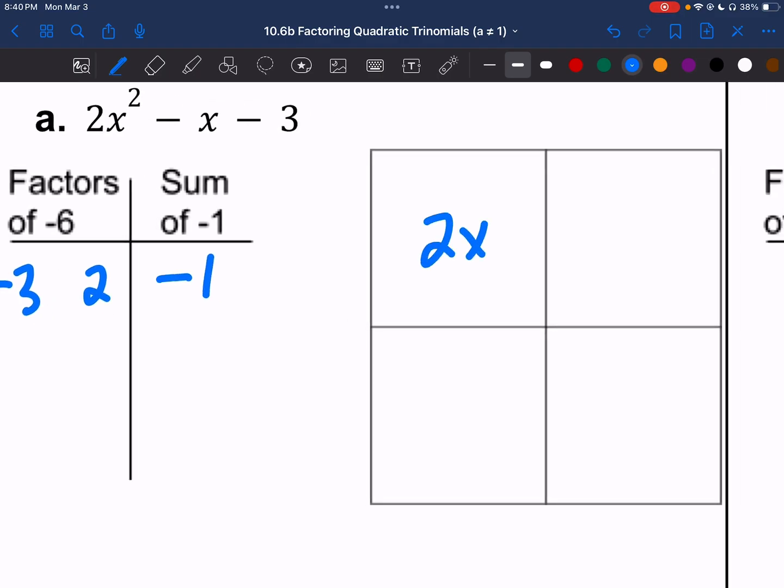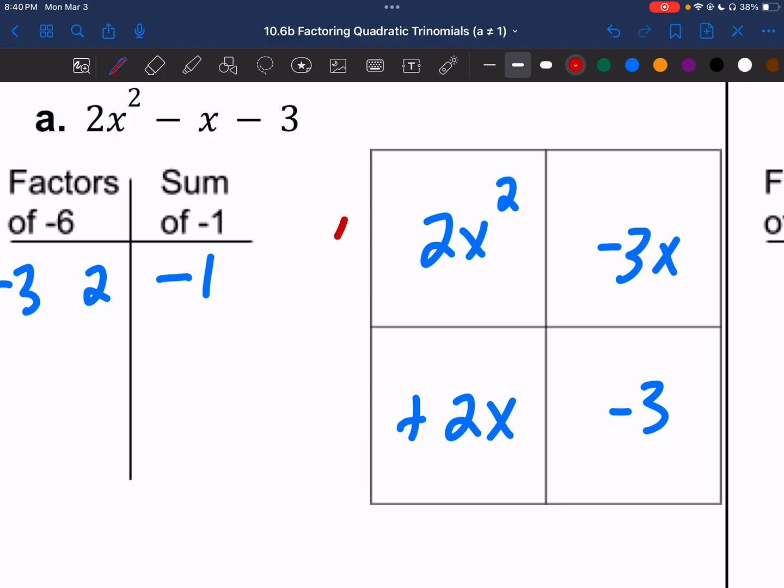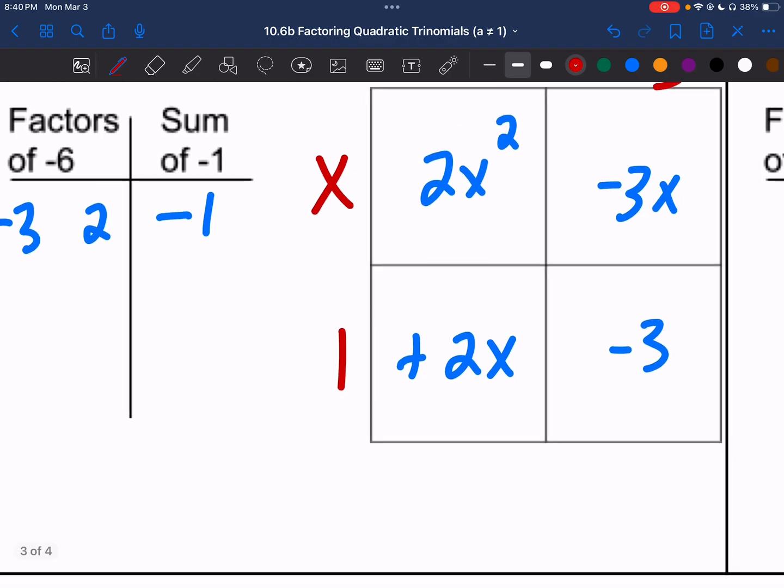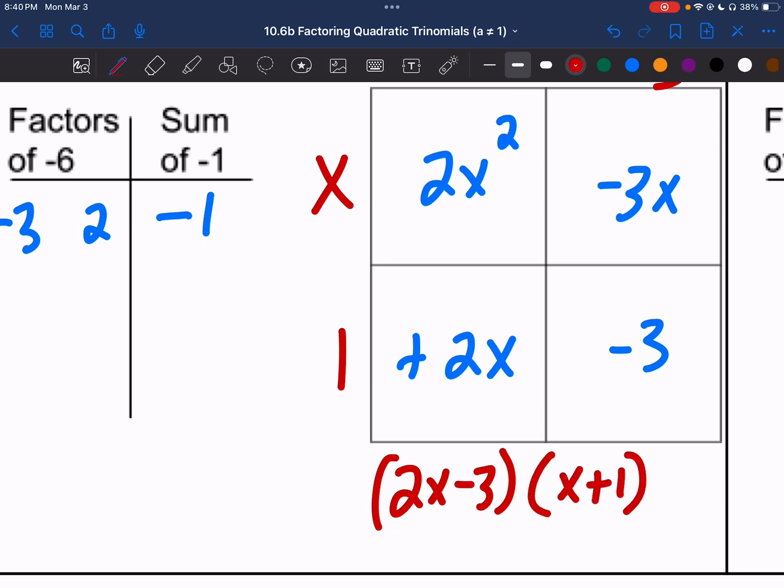And so we've got 2x squared, we've got minus 3x, we've got plus 2x, and we've got minus 3. So my first row, 2x squared and negative 3x, we have an x. 2x and negative 3, we have a common factor of 1. 2x squared and 2x, common factor, 2x. And negative 3x and negative 3, we bring that negative sign out, and the common factor is 3. So we have 2x minus 3, and we have x plus 1. All right.